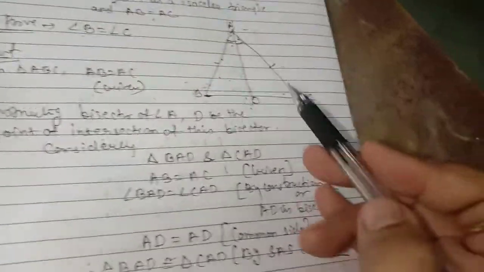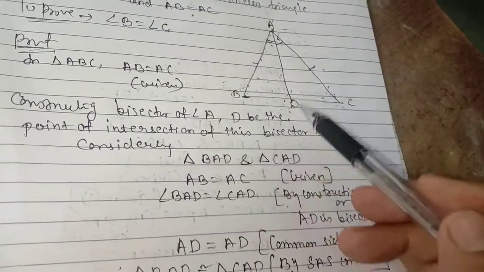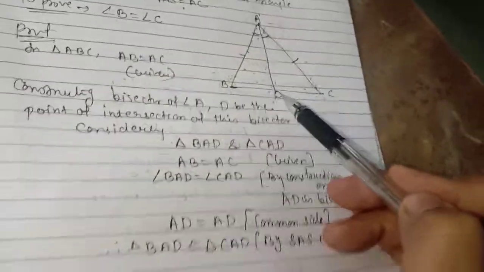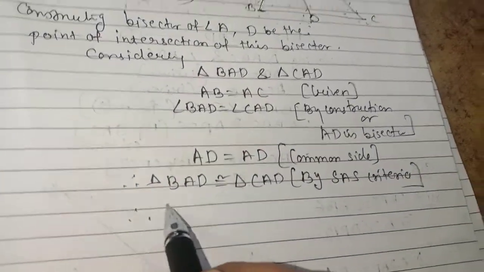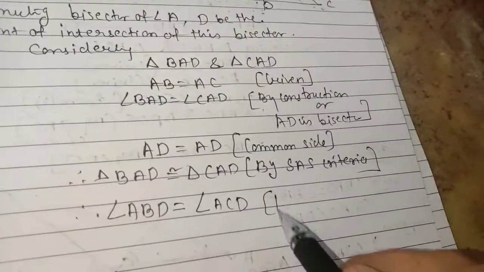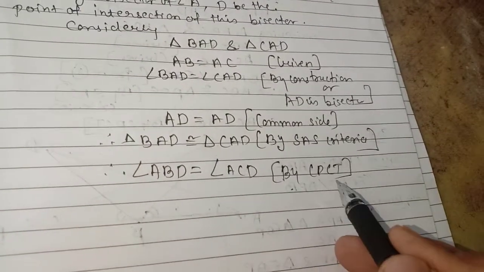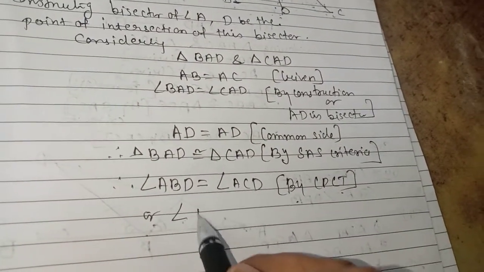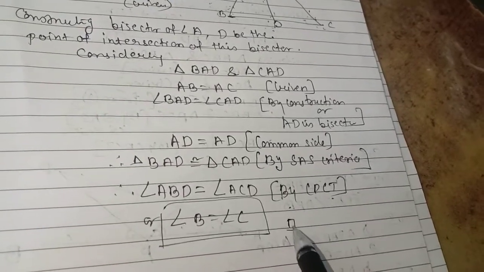So we have proved that triangle BAD and triangle CAD are congruent. So we can take by CPCT, that is, therefore angle ABD is equal to angle ACD, and the reason is by CPCT, corresponding parts of congruent triangles, or it can also be written as angle B is equal to angle C. So that is what our requirement is.